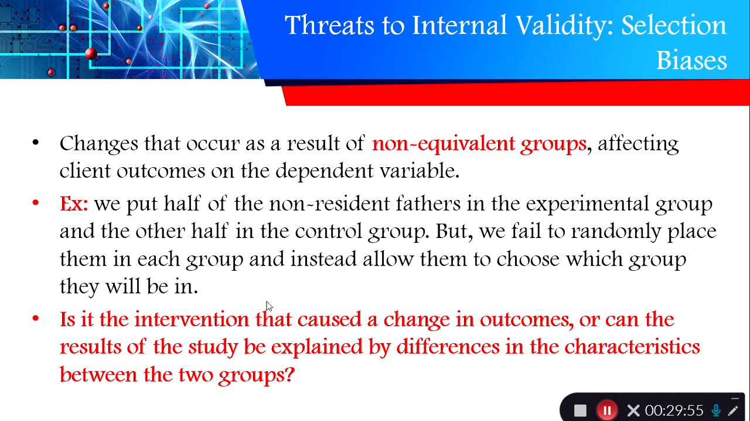So ideally, we always want to try to achieve group equivalency. We always want the characteristics between the control group and the experimental group to be equal, and so we want them to be very similar in terms of their characteristics. Otherwise, it's very unclear whether it's the differences in characteristics that cause the change in outcome, or the intervention itself. Okay, so when we have non-equivalent groups, then we run into this issue of selection bias.